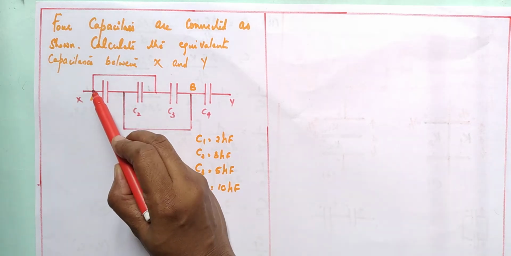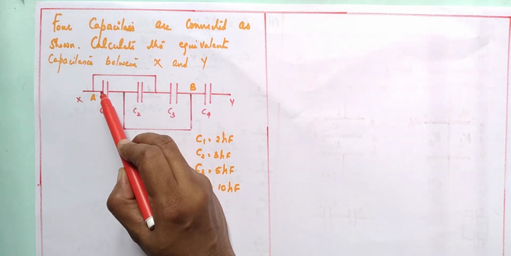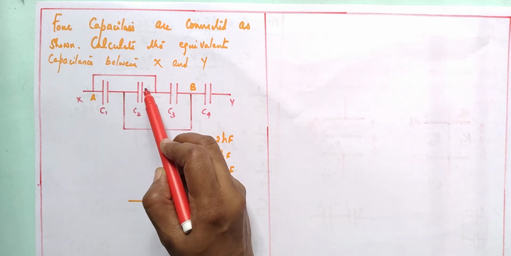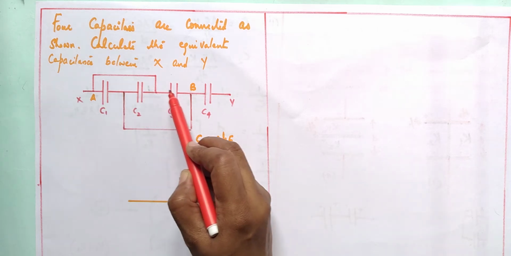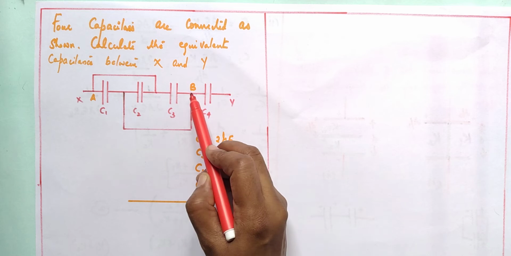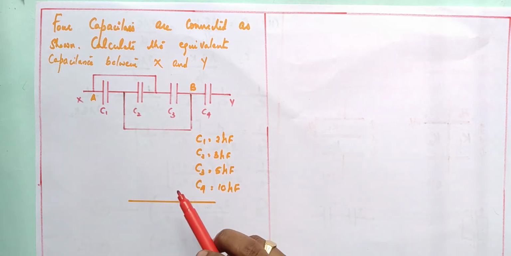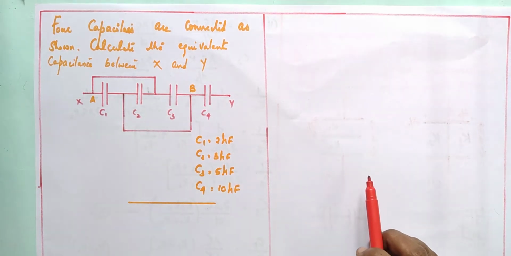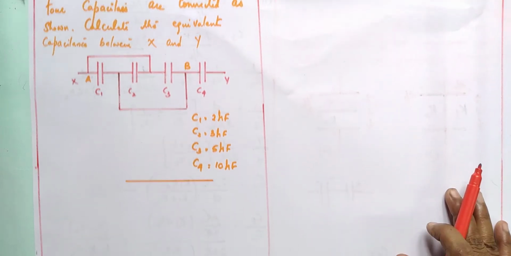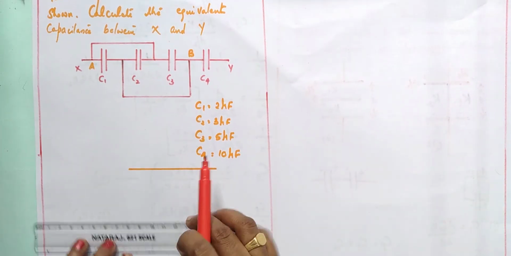So, at the point A, how many capacitors are connected? C1, then C2, then C3. Then at the point B, how many capacitors are connected? C3, C1 and C2. So, across the points A and B, three capacitors are connected. So, we can redraw the figure like this.